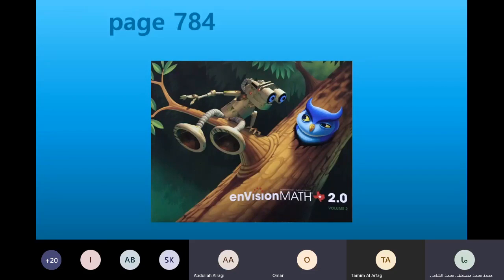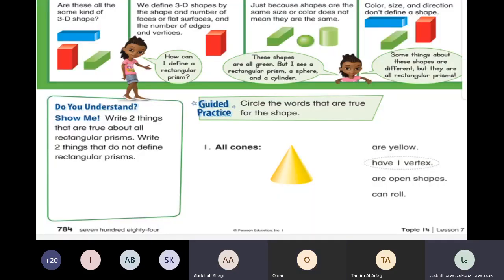784. Circle the words that are true. Number one. All cones. Wait. Pay attention. You know, color and size don't matter. Color and size and direction don't define a shape. Teacher, I didn't finish the page.